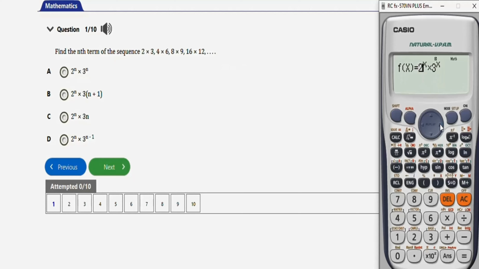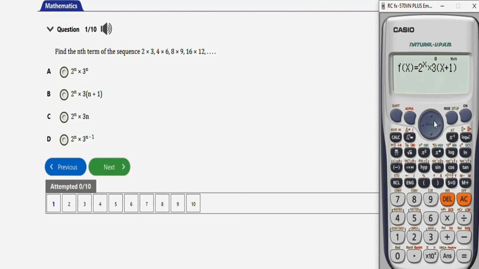Let's check for option B. Option B is 2 to the power n times 3, in brackets, alpha x plus 1. Close the brackets. Okay, so press equal to. Let's start from 1, end at 4, step 1. So we have, no, it's not this one, it's not this one.